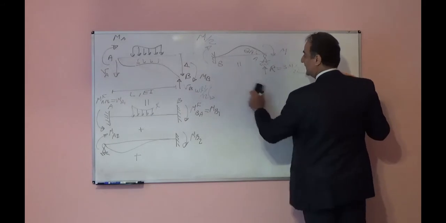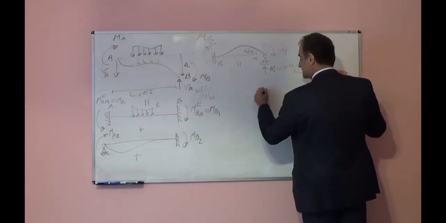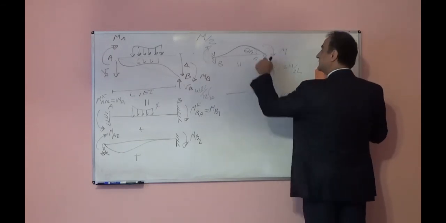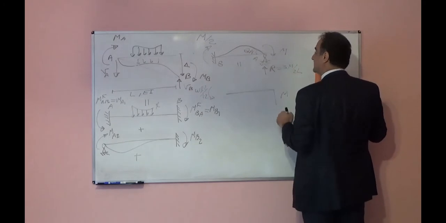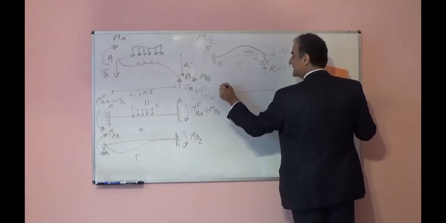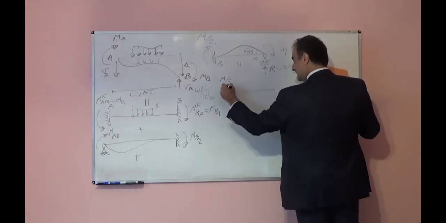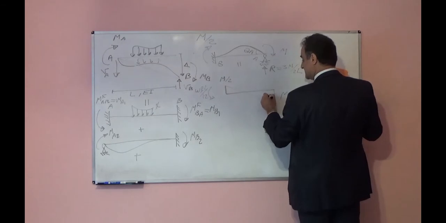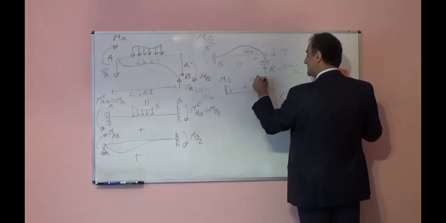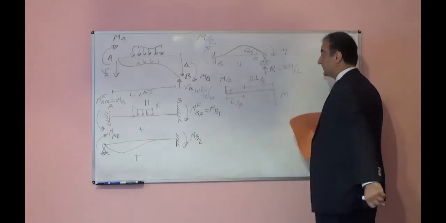Now, if I draw the moment diagram for this system, the moment here, M, is negative because it creates compression underneath the beam. The moment here is positive because it creates tension underneath the beam. So M over 2M. If I attach them together, this is negative, this is positive, this will be 2L over 3, and this will be L over 3.